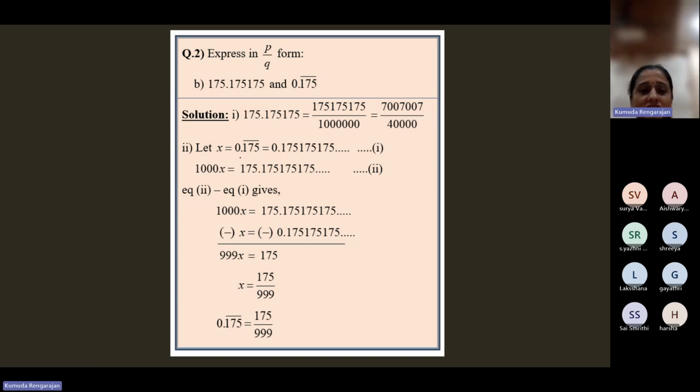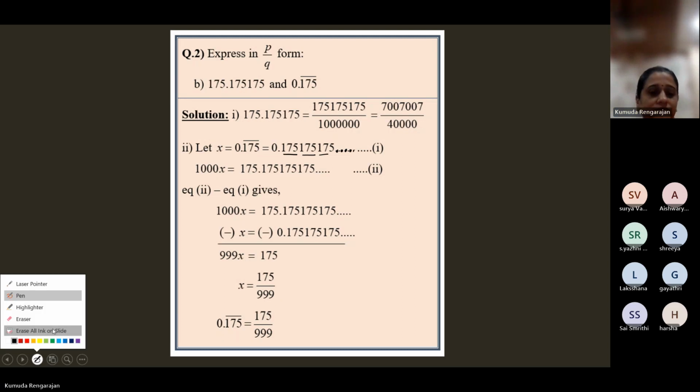Yeah, the second one. Let x be equal to 0.175 recurring. So let x be equal to 0.175175175. I told you, write it about 3-4 times. It goes on like that. And we call that equation 1.